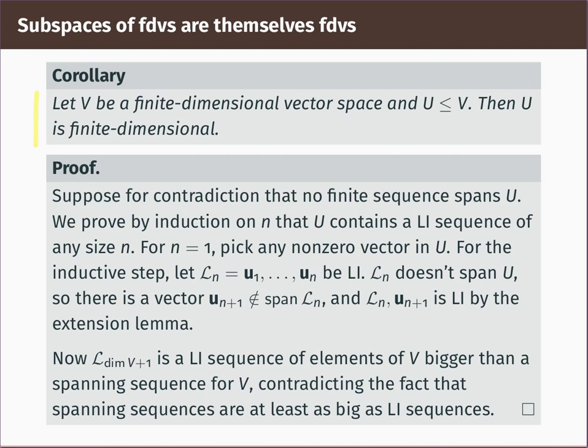So let's introduce some notation for a linearly independent sequence of size n. We'll call it Ln. Now that's a finite sequence of vectors, so by our assumption it does not span U. So there must be some vector in U which is not in the span of Ln. So let's call that u_{n+1}. There is at least one vector not in that span. But by the extension lemma, if u_{n+1} is not in the span of Ln, then Ln followed by u_{n+1} is linearly independent. So that makes our induction go through.